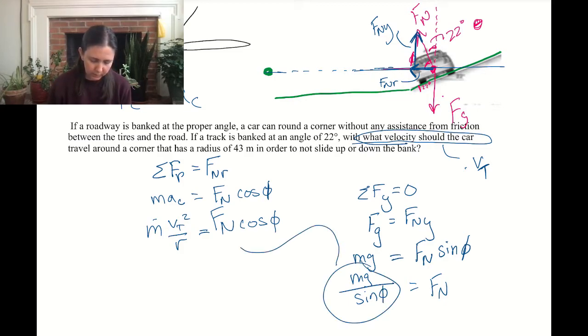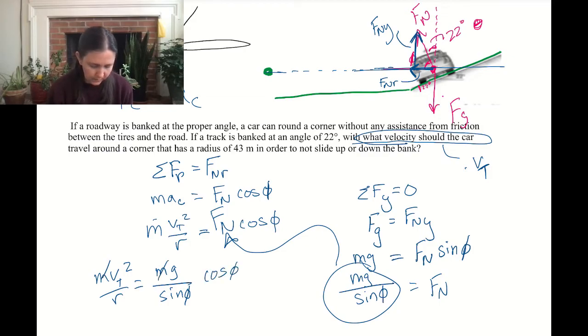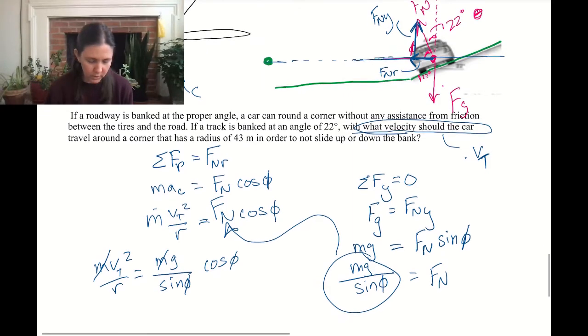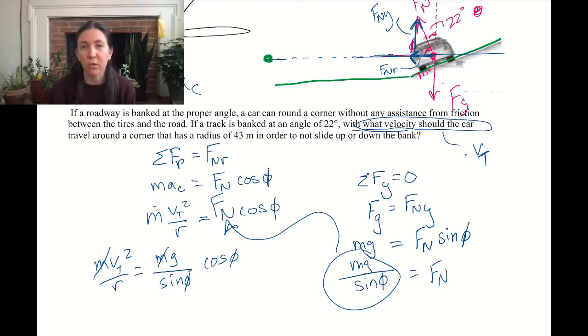Now I can take this and plug it right in here for my normal force. So I get mass times the tangential velocity squared over the radius is mg over sine phi times the cosine of phi. Masses will cancel. Depending on what we're looking for, this is where we can start to solve. But the one thing I would like to point out is that I see a cosine in the numerator and a sine in the denominator. Remember, cosine over sine is cotangent, so this will give me g over the tangent of phi.